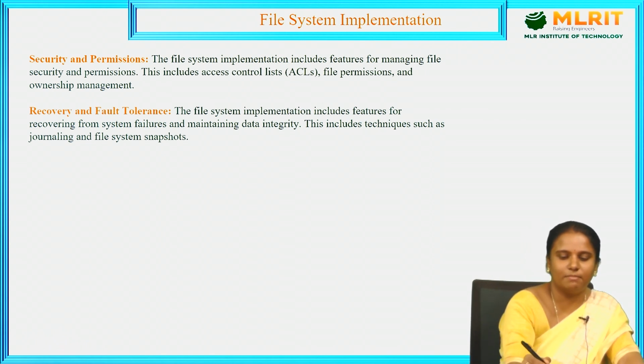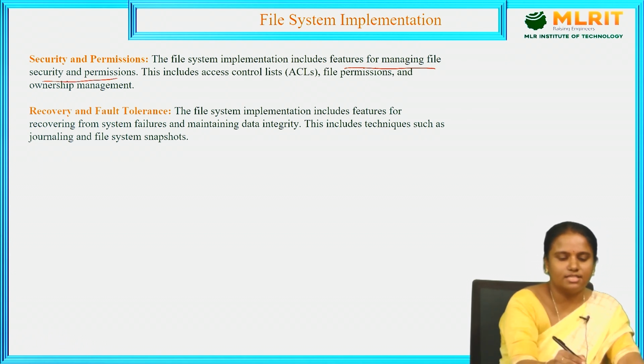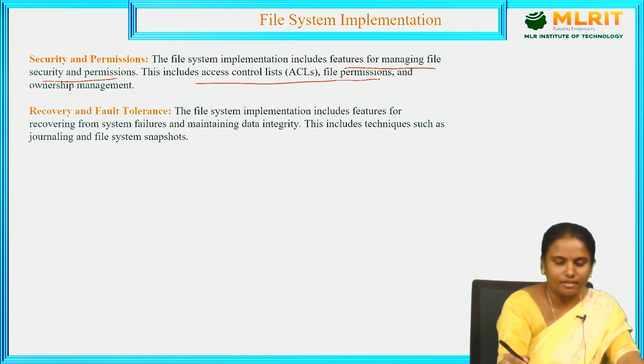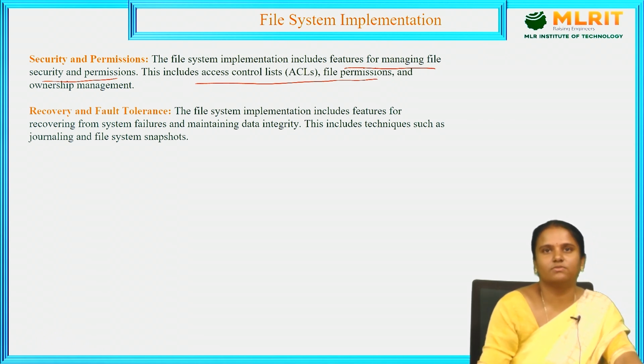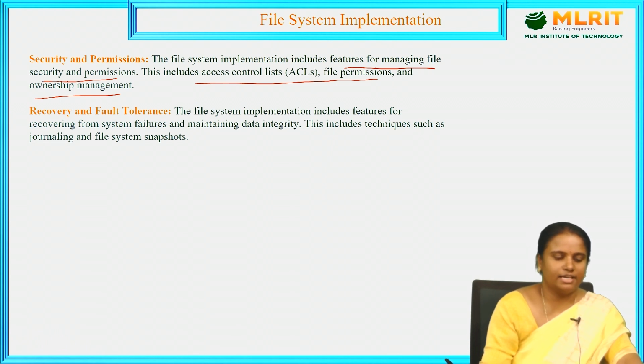So the file system implementation includes features for managing the files, nothing but giving permission and security. This includes access controls, access control lists, ACLs, and next one is file permissions and ownership management. Whatever file permissions you are giving, that should be unique, and you have to give the permission to the authorized users only. The access control list is used for control, and ownership management decides whether he or she can edit, modify or update that file. That is what giving the file permissions for the authorized users means, along with ownership for the file management system.